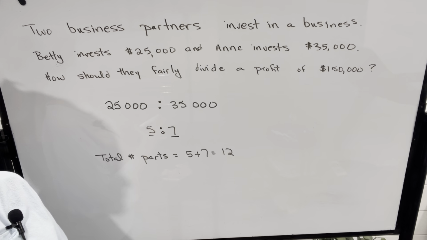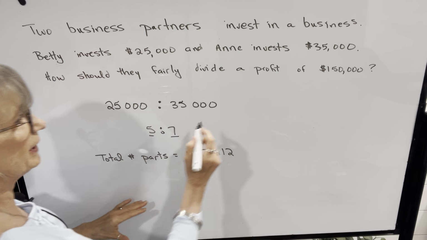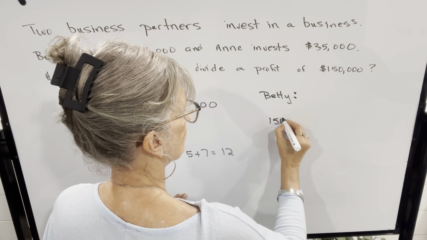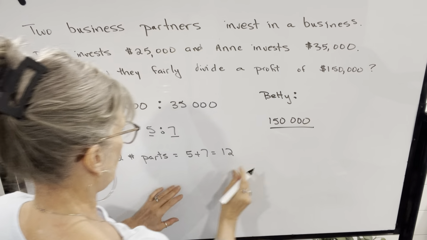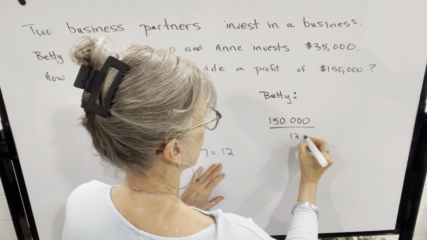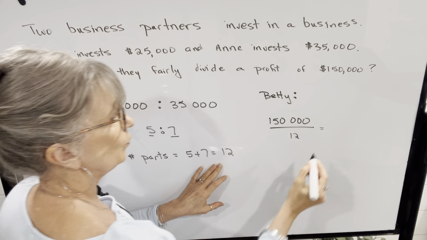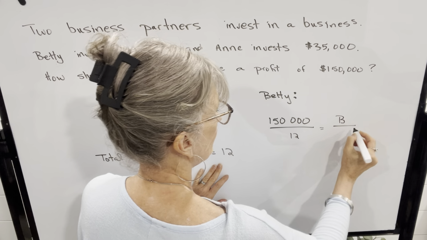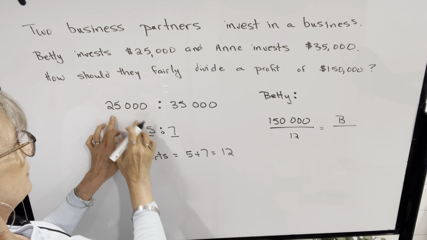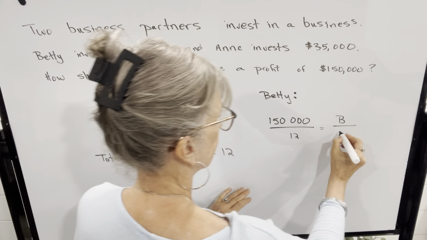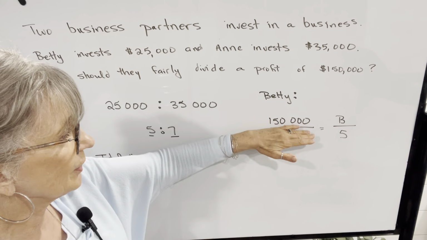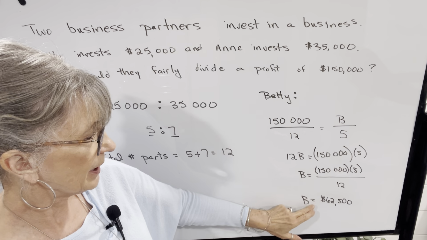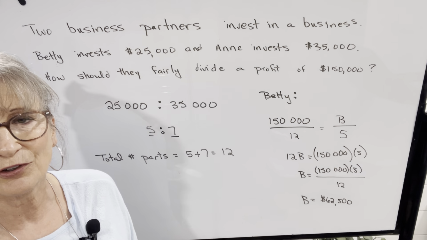Now I'm going to calculate how much each person should get. Let's start with Betty. So we have a total profit of 150,000, and we have a total number of parts, 12. I want to know what portion or amount Betty should get, so I'm going to call that B, when Betty gets 5 parts out of the total. Or in other words, you could take 150,000 and simply multiply by 5/12. And we get B equals 62,500.